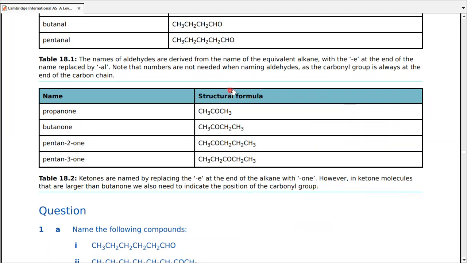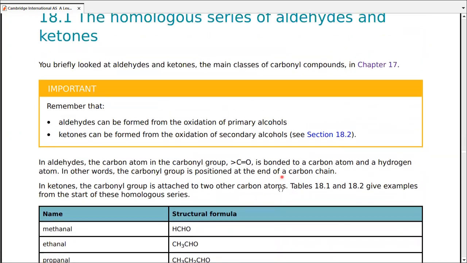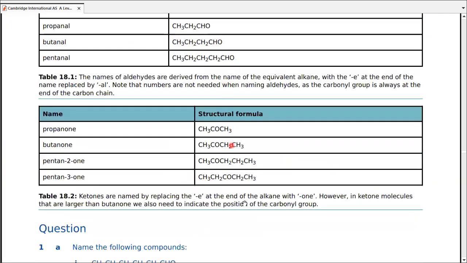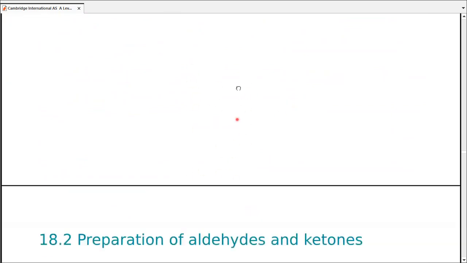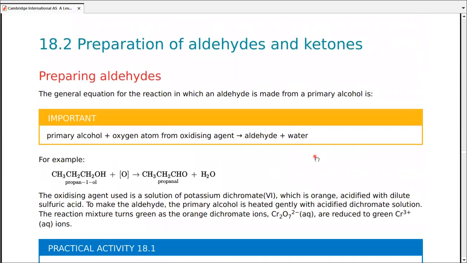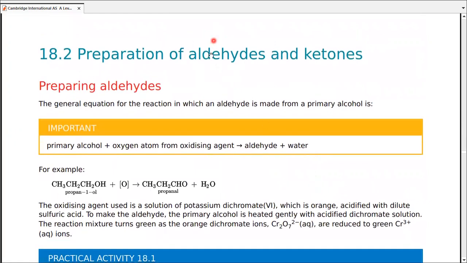Now this clarifies how we name them or how the structure goes, both for aldehydes and for ketones. Remember, we have already discussed how they're made. So moving on. Any questions so far? Okay, I assume there are no questions. Moving ahead. Preparation of aldehydes and ketones.